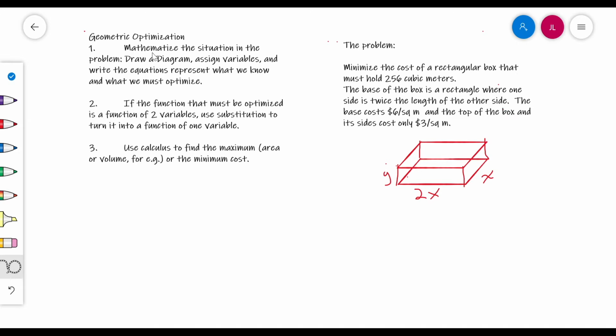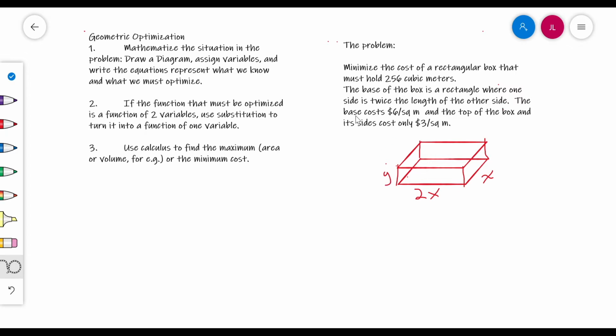And what you have to do is draw a diagram, assign variables, and write the equations that represent what we know and what we must optimize. Here in this problem, we drew a box. It represents what the problem tells us. The base of the box is a rectangle. One side is twice the length of the other side. Nothing is said about the height, so that gets a different variable.